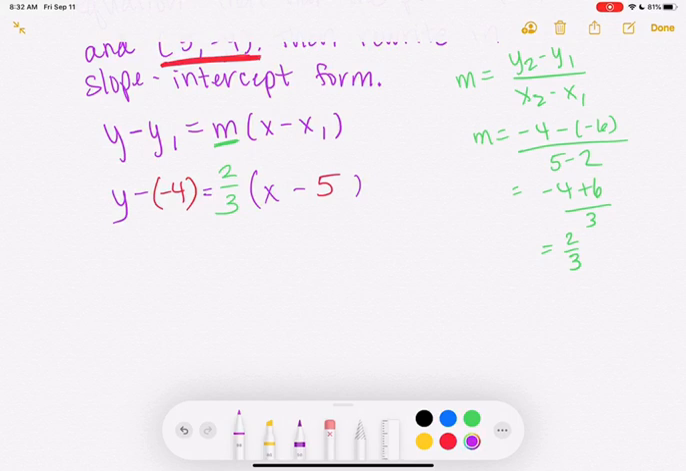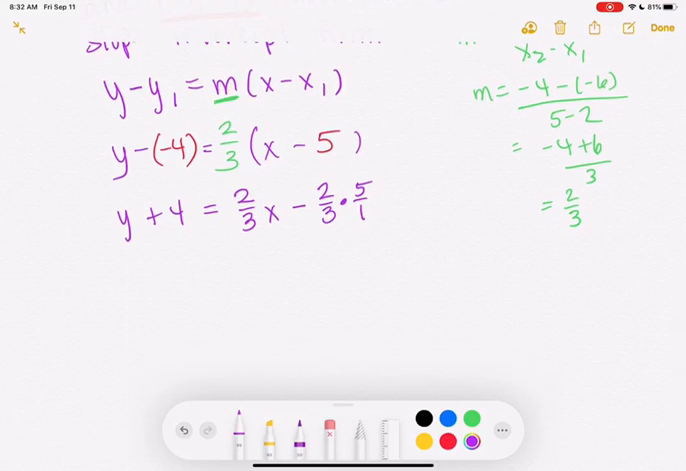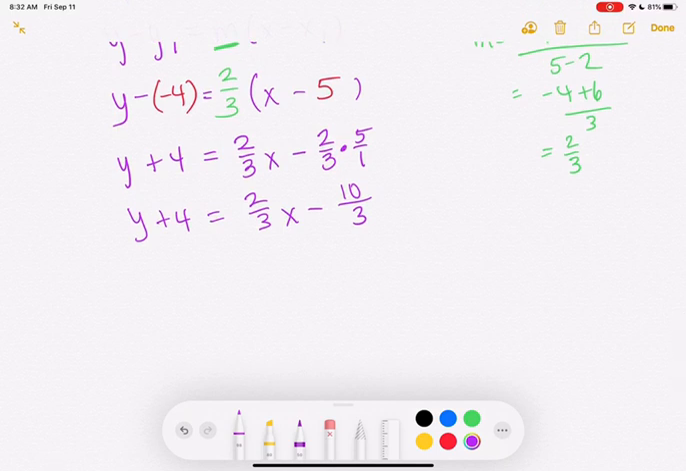So the first thing is we have a y minus a -4, which is going to be a y plus 4 equals, distribute that 2/3. So we have 2/3 x minus 2/3 times 5. I'm going to write times 5 over 1 just so I can see it as a fraction. Okay, so now I have y plus 4 equals 2/3 x minus 2 times 5 is 10 over 3 times 1 is 3. We want to get the y by itself, so we're going to subtract 4 from both sides.